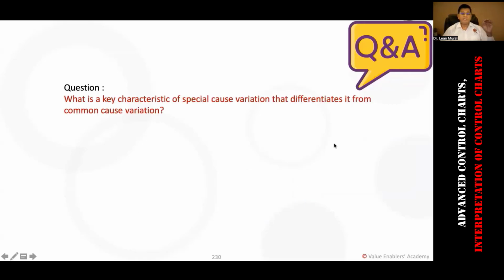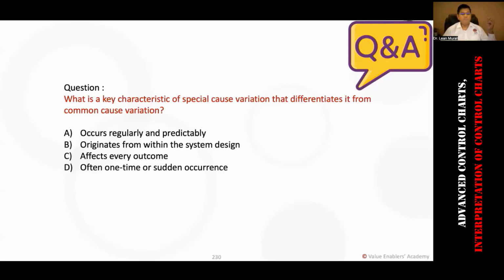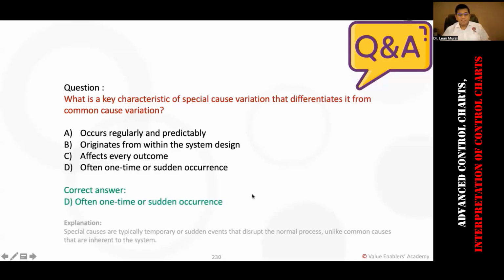What is a key characteristic of the special cause of variation that differentiates it from the common cause of variation? Occurs regularly, predictably, originates from within the system design, affects every outcome, or often a one-time or sudden occurrence. Now you'll be clear how to answer this question. All right, so you got the right answer. Special cause variations are typically temporary, sudden events.